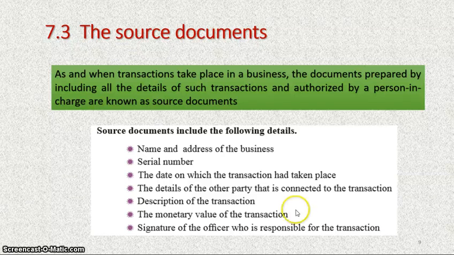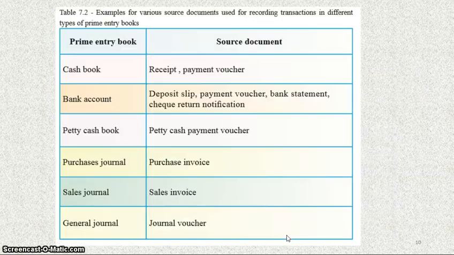The monetary value of the transaction. So if you paid school fees, how much did you pay? Monetary value meaning how much you paid. If you purchased goods, how much worth of goods you purchased. Signature of the officer who is responsible for this transaction, and you will see a seal or a signature at the bottom. Okay, so prime entry books.